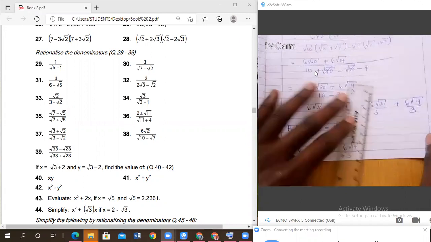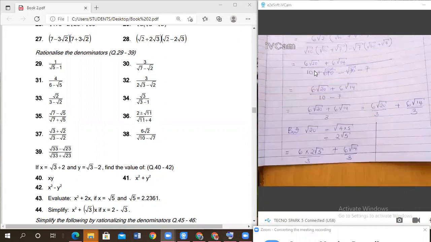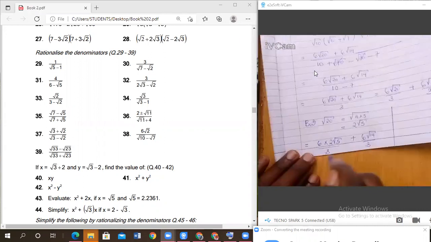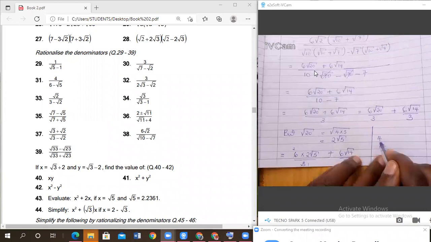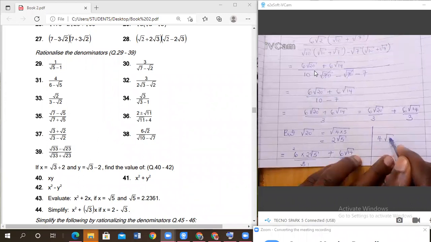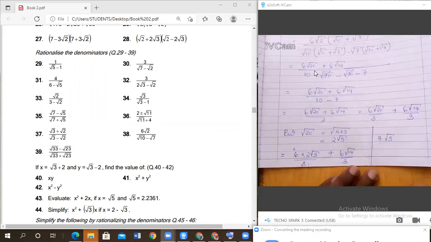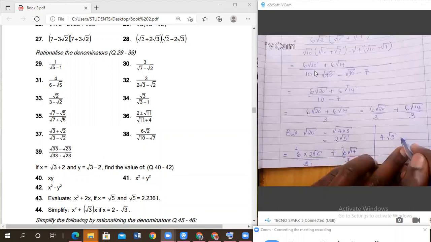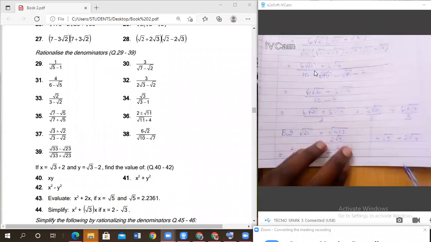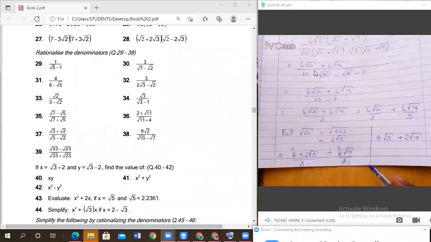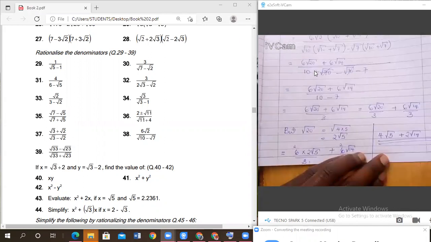By 3, 1. By 3, 2. So we get 2 times 2, which will give us 4. So we shall have 4√5, plus 2√14. Everything is over what? Over 1, not so? So there's no need for writing 1 there. So this is our answer.